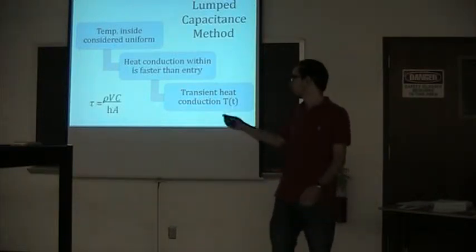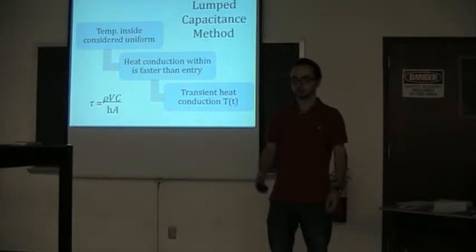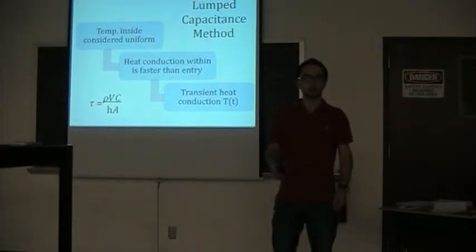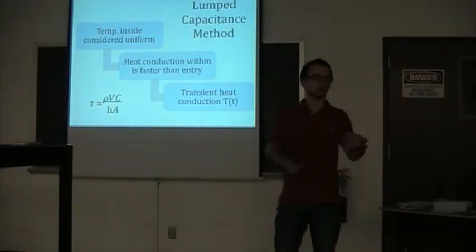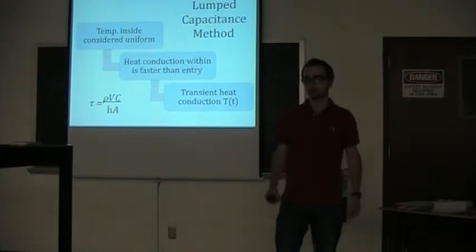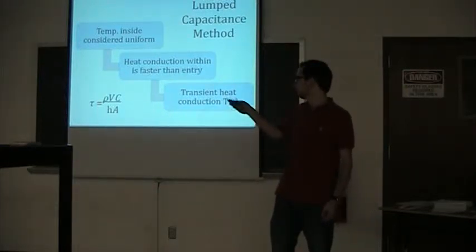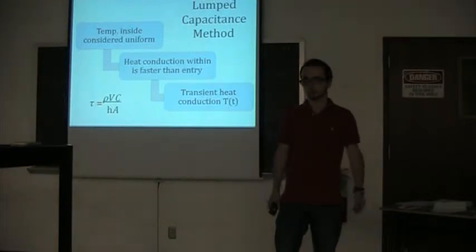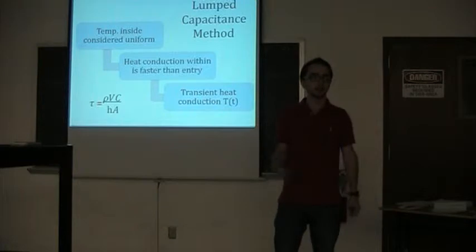This lump capacitance method, and its mathematics, gave us a formula for our time constant tau, which you can see right there. I talked about how if we wanted a different time constant, we would change the mass. We can see that right here with the rho V mass, and A, which is our surface area.